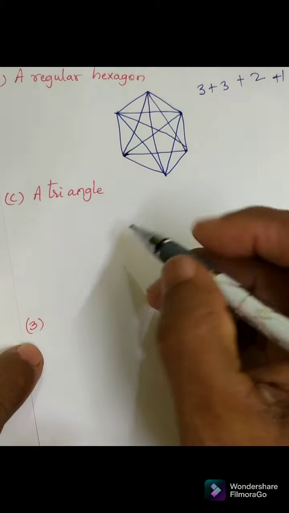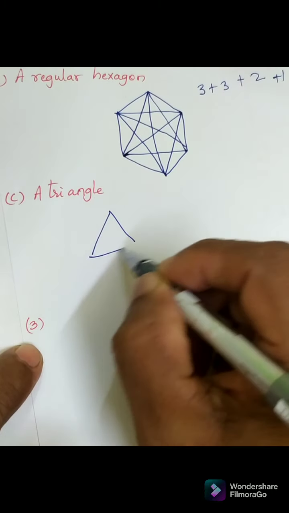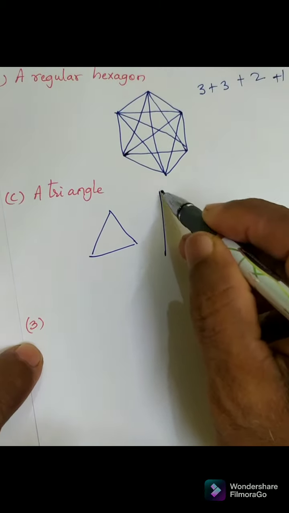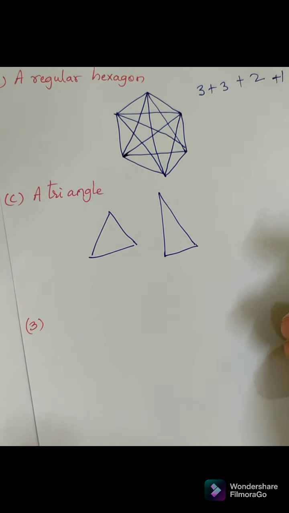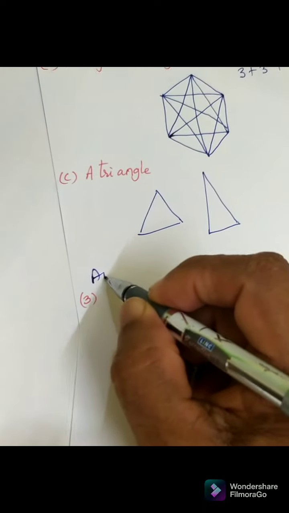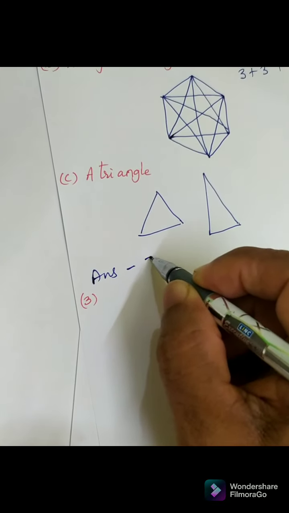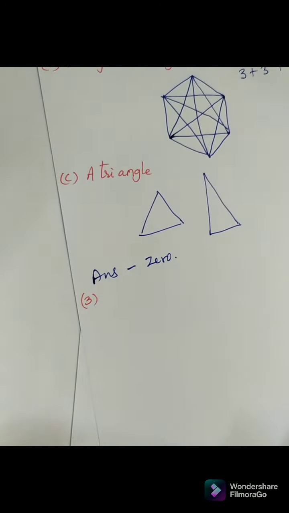What about a triangle? You can take any type of triangle like this. Can we draw a diagonal? Opposite side is not there, therefore the answer is 0 or not possible.